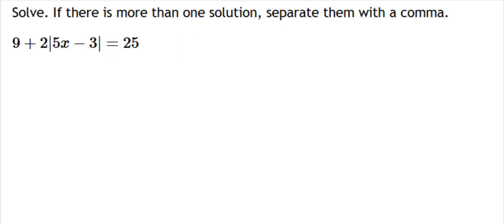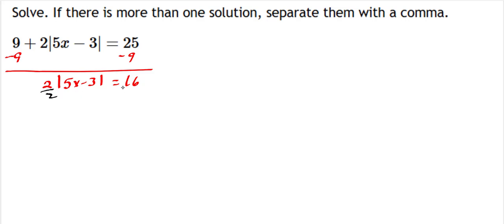Now, let's look at this equation. First things first, we're going to minus 9 from both sides. Okay, it leaves me with 2 absolute value of 5x minus 3 equals 16. And then we're going to turn around and divide by 2. So that leaves me with absolute value of 5x minus 3 equal to 8. Okay, so you've got that. It's isolated. There's nothing over there.